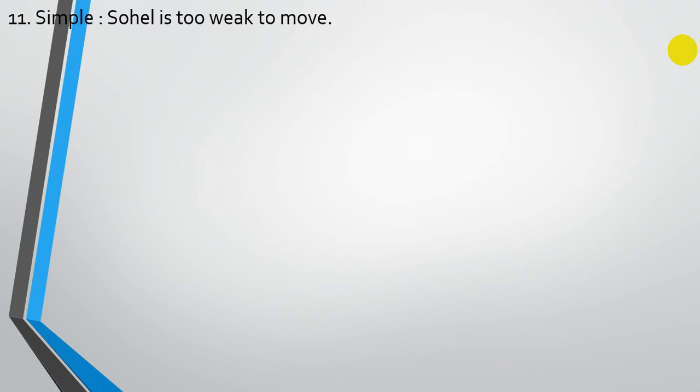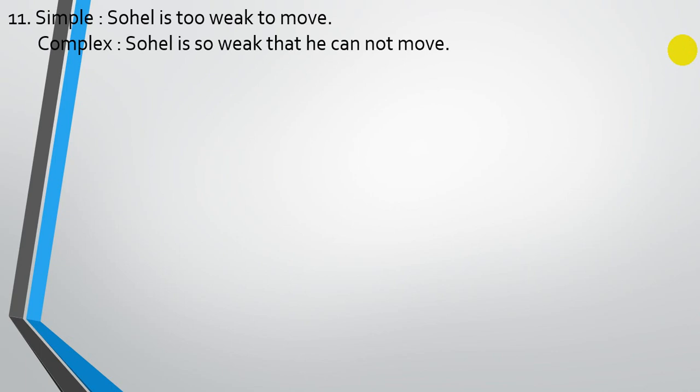According to the rule, at first subject plus verb will remain unchanged. Then we will write so in place of too, plus adjective plus that. After that, subject plus cannot or could not plus verb will be used. Here so that is an adverb of effect or result. Now the complex sentence will be, Sohail is so weak that he cannot move.